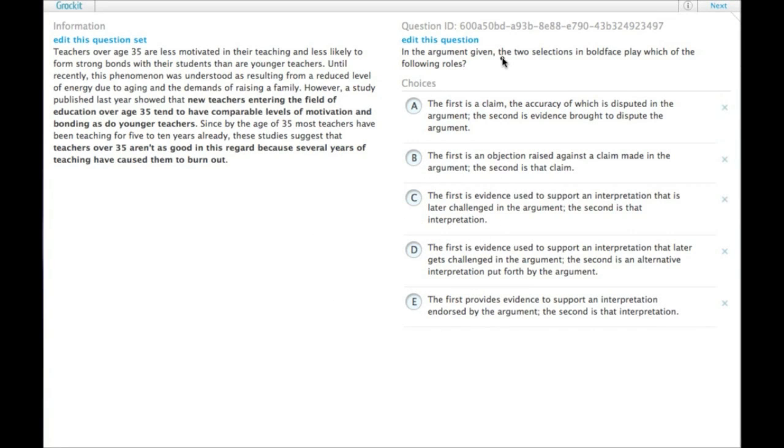In the argument given, the two selections in boldface play which of the following roles? So when you get these, you want to paraphrase as much as possible what they're doing as you go. So it involves an even more careful reading of the argument than you perhaps normally have.